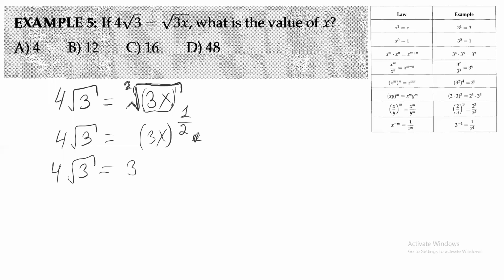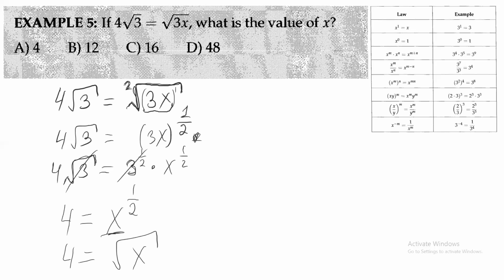This term over here can be separated into 3 to the power of 1 over 2 multiplied by x to the power of 1 over 2. We know that square root of 3 and 3 to the power of 1 over 2 are the same, so we can cancel them out, and we'll be left with 4 is equal to x to the power of 1 over 2. This expression can be written as square root of x. So the square root of x is equal to 4, then our x will be 16.